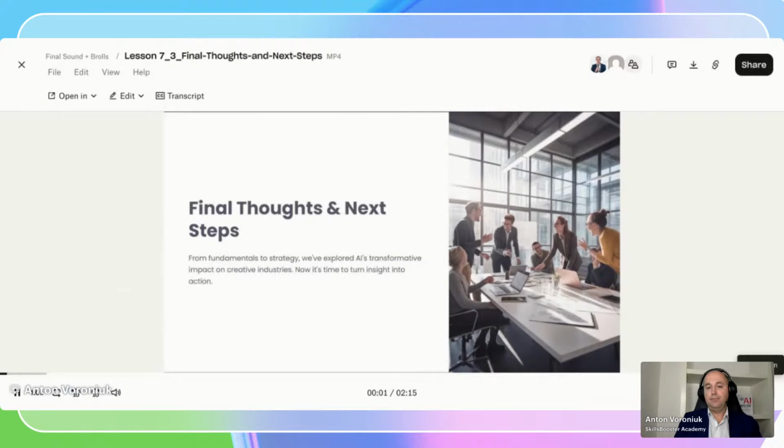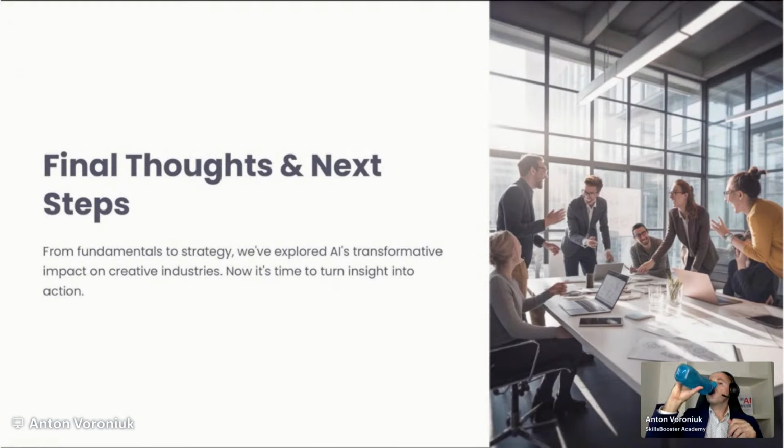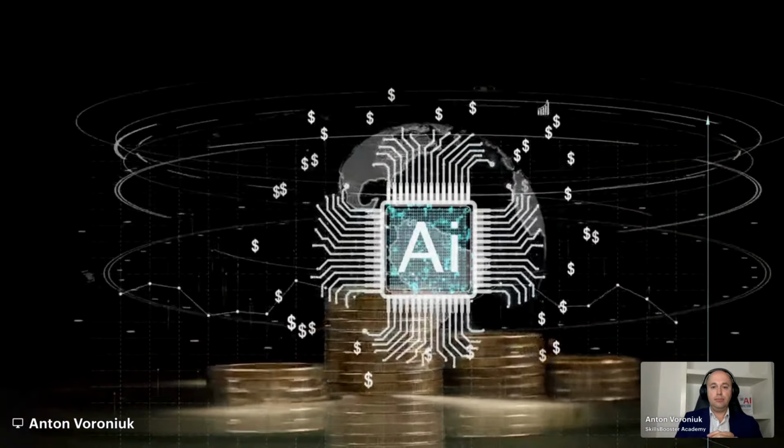We've delved into artificial intelligence's transformative role in creative industries, from basics to strategic applications. Now it's crucial to apply these insights effectively. AI serves as a tool enhancing but not replacing human creativity and judgment. Speed is crucial. Those who adapt quickly will lead.